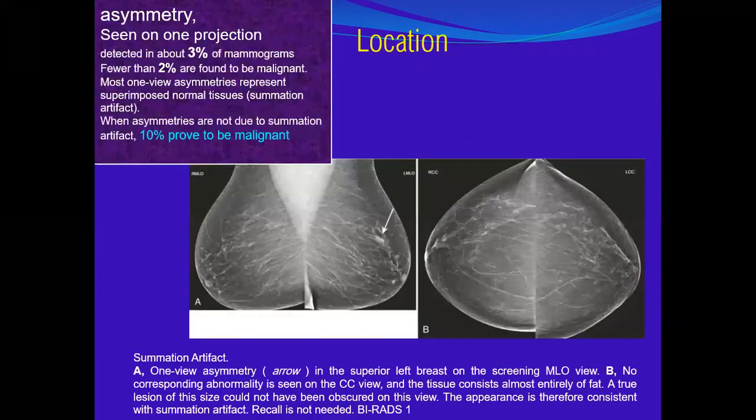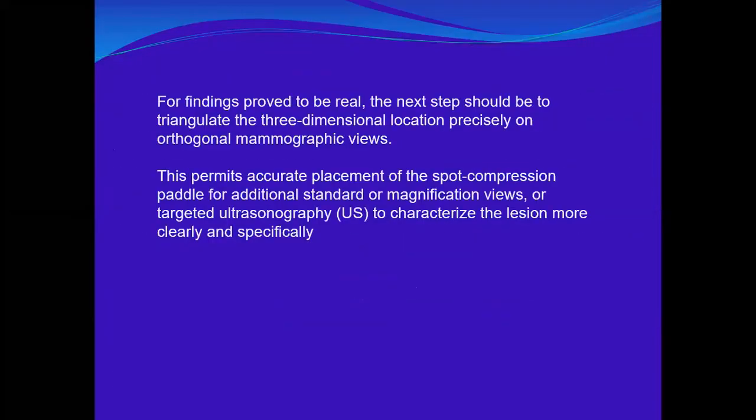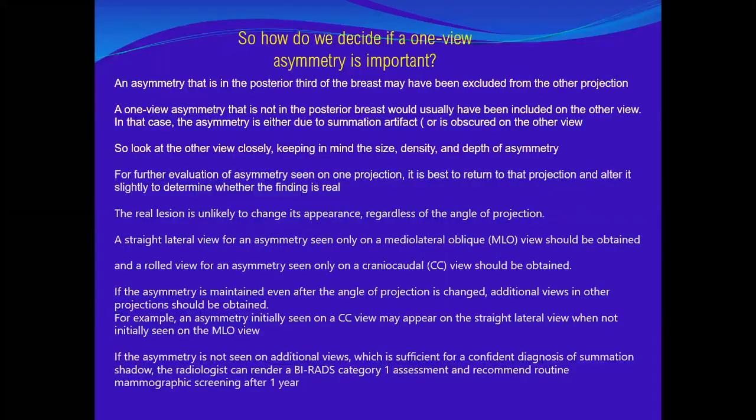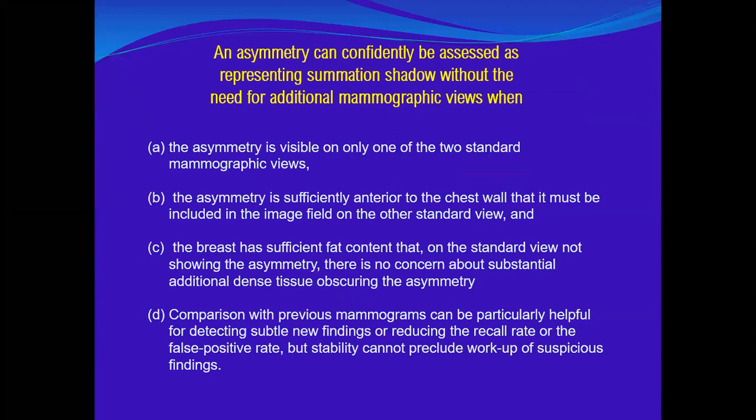Okay. I'll describe it here again. Let me show it to you. An asymmetry can confidently be assessed as representing summation shadow without need for additional mammographic view, like in the previous case.